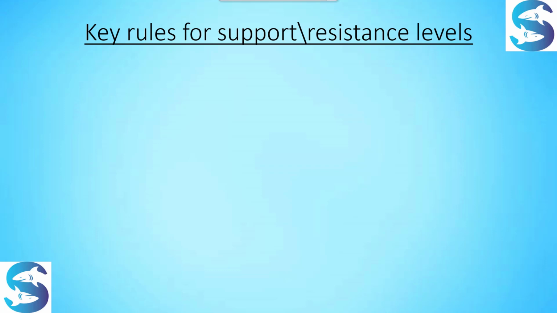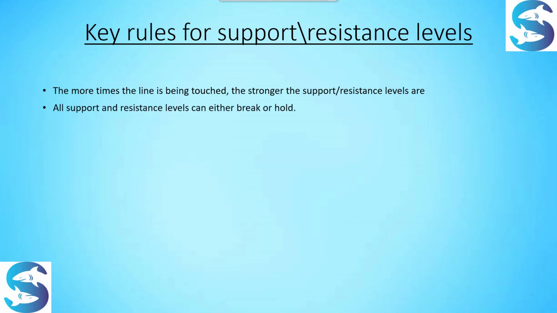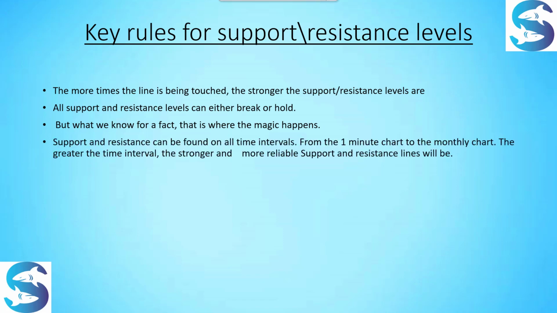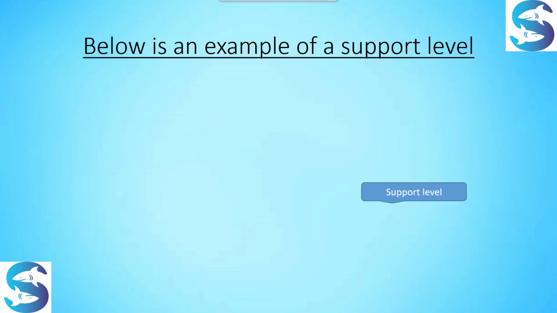Key rules for support and resistance levels. 1. The more times the line is touched, the stronger the support or resistance level is. 2. All support and resistance levels can either break or hold. But what we know for a fact is that that is where the magic happens. 3. Support and resistance can be found on all time intervals, from the 1-minute chart to the monthly chart. The greater the time interval, the stronger and more reliable support and resistance lines will be.